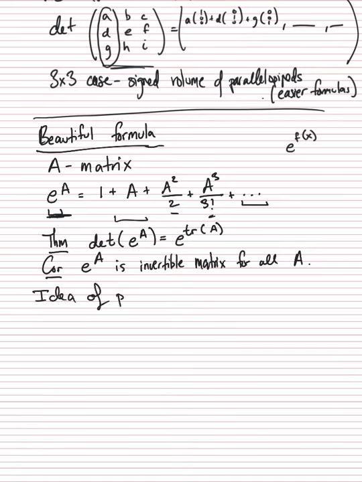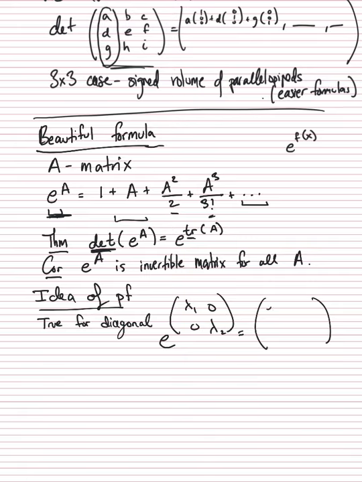I think it's also nice that these two similarity invariants that we've come up with turn out to be related in some way. So first note, this is true for diagonal matrices. Okay, so if I take, I'll just write the 2 by 2 case, if I take lambda 1, lambda 2, and I look at e to this, well, it's easy to see that this is just e to the lambda 1, e to the lambda 2, okay?